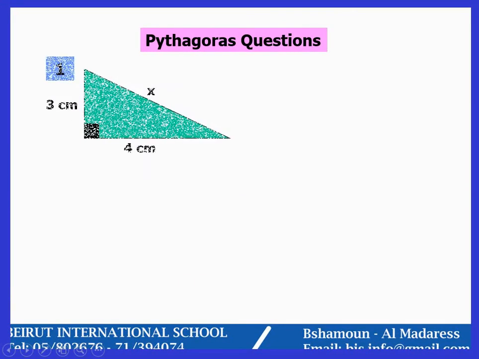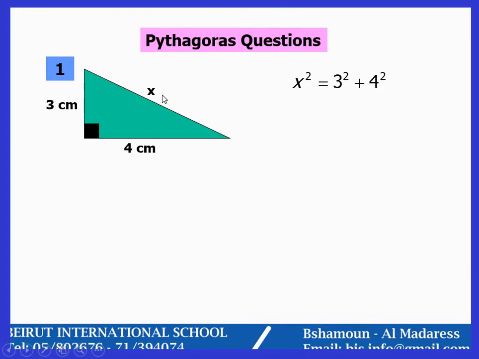Question. Sometimes you're asked to calculate the length of the hypotenuse in a right triangle given the length of the two sides. So first, the triangle is right. Second, you have the length of the first side and the length of the other side as well. And you're asked to calculate the length of the hypotenuse.